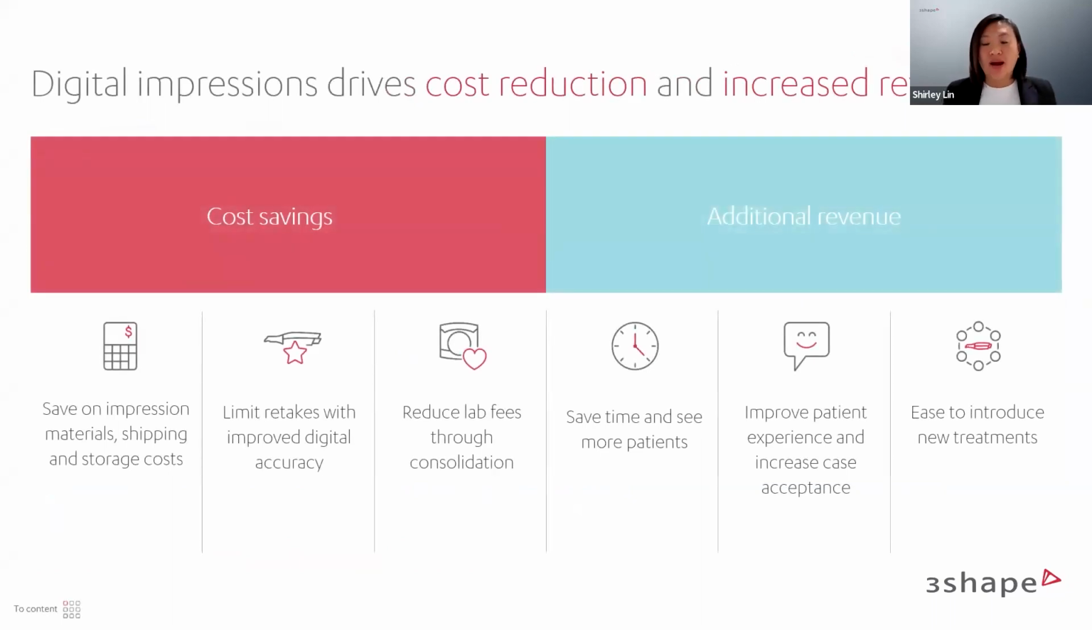As we experience it, there are at least six main reasons. Part of it is cost saving: you're going to save on impression material, shipping and storage costs, and limit retakes with the improved digital accuracy. There are tools for you to use that will reduce that. You can send your impressions straight away to your lab to also reduce those retakes and assess those scans together, reducing lab fees. Then there's saving time and seeing more patients, improving patient experience and increasing case acceptance, and ease of introducing new treatments. I'm going to go through all of these points in a little more detail and highlight the benefits of each.